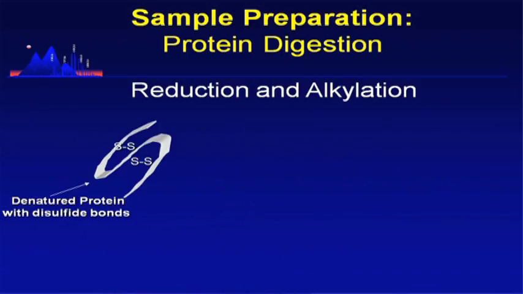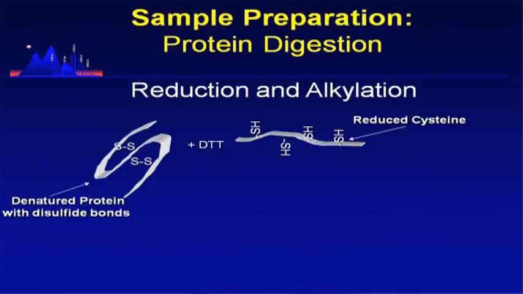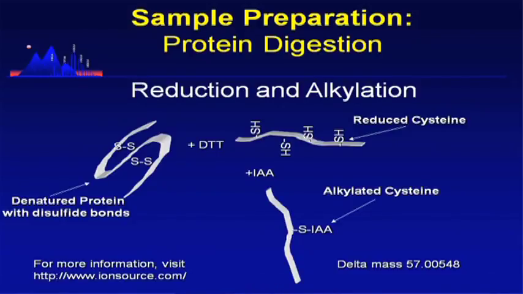So in more detail, this reduction and alkylation step. Here's our protein. It's already been denatured, but it's got a couple of disulfide bonds, so it's still partially folded, and trypsin is going to have a hard time getting into some of these sites in these folds to cleave this protein if we didn't reduce it. So we add DTT, we open this protein up, and now we've got these reduced cysteines. We add our alkylating agent, and now we have our modified cysteine residues.